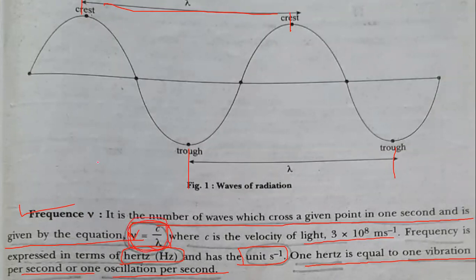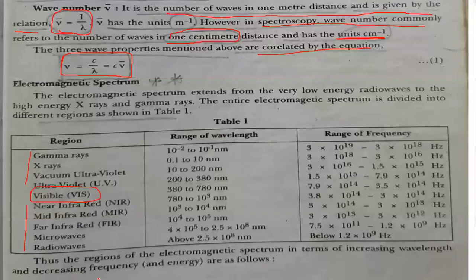Okay, nu. I am talking about nu, not mu. This symbol is called nu. Where c is the velocity of light, that is 3 into 10 raised to 8 meter per second. Frequency is expressed in terms of hertz, which has the unit per second. 1 hertz is equal to 1 vibration per second, or 1 oscillation per second.